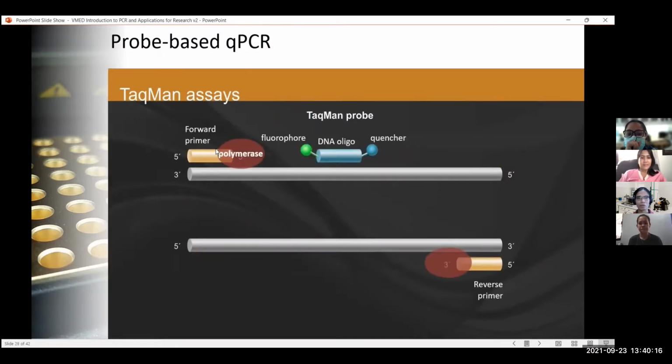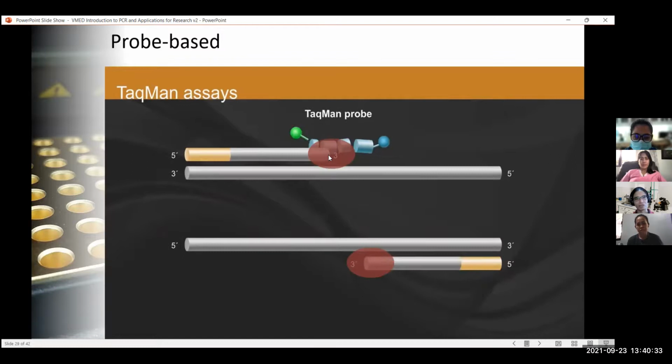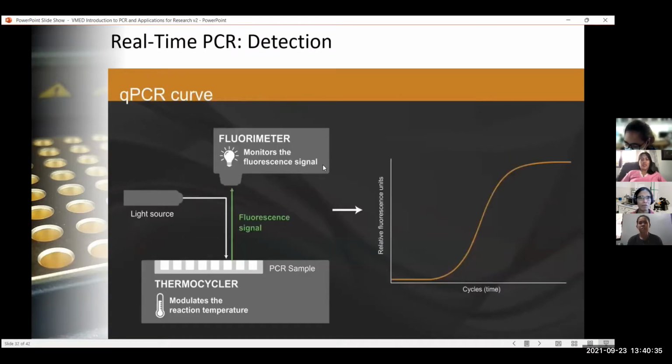So for example, if these 2 primers bind to the target, but the probe does not bind, then the polymerase cannot digest the probe. So we will get a negative signal. Okay. So you'll detect this using real-time PCR.